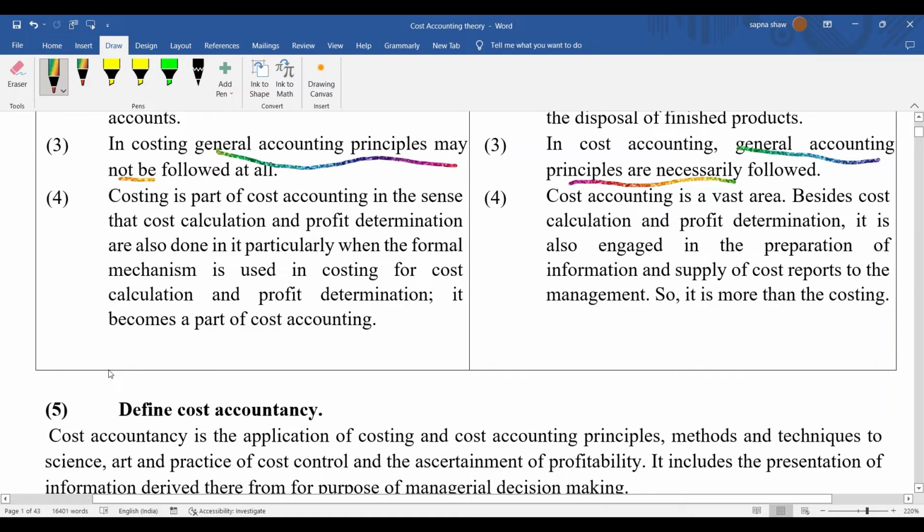Why? Because when we are preparing the cost accounting or the cost statement, at that time also we sometimes do it informally. For example, today I want to calculate something, so I roughly did it this way, and it is a part of cost accounting. So this difference is quite similar.